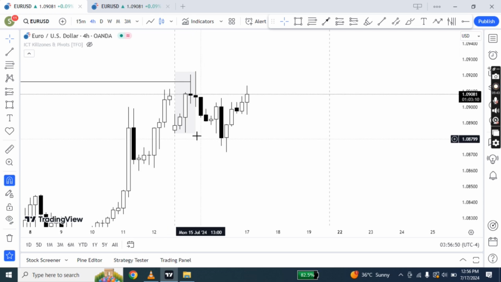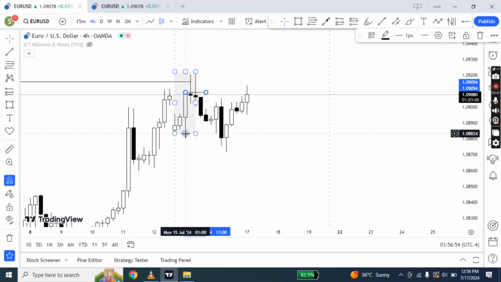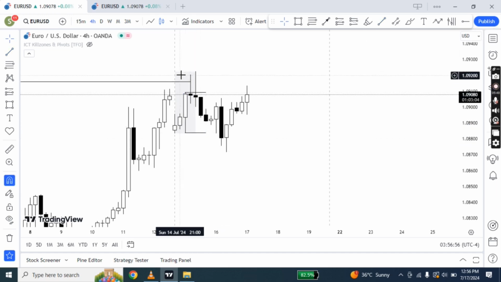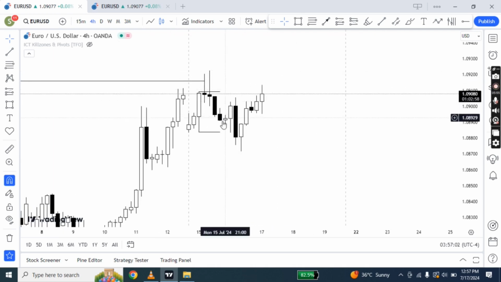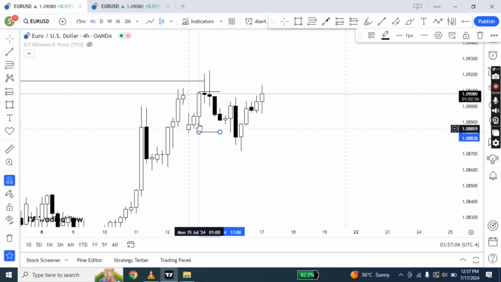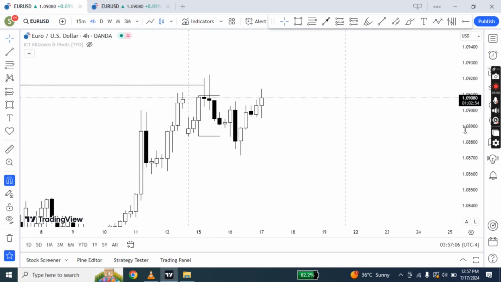Now, here you can see that this 1 a.m. big bulky candle right here, right? And price budget, and also with it, it tested a key level, right? Now we can use this candle as a CRT and look for entries on the lower time frame.